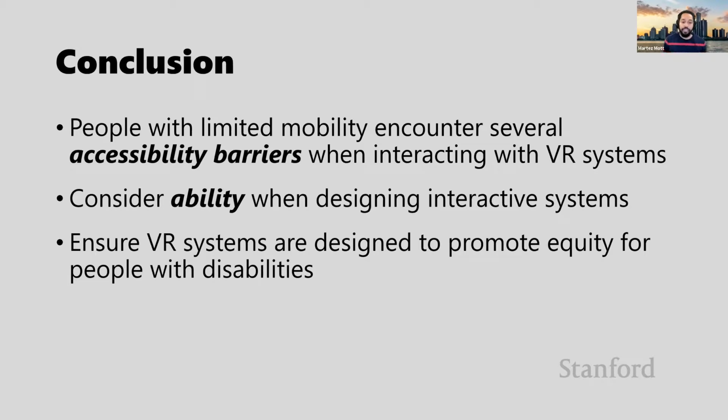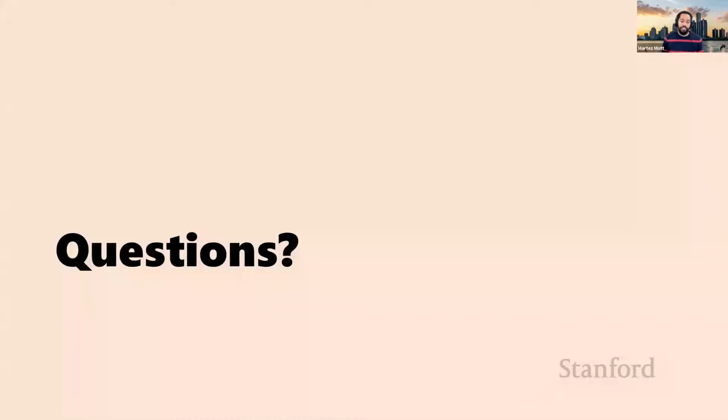for people with disabilities? And when you're designing this, think about ability. When you're designing these interactive systems, focus on what people can do and leverage that as much as possible. And then really try to ensure that these systems are designed to promote equity for people with disabilities moving forward. So that's it for me. I'll be happy to answer any questions.